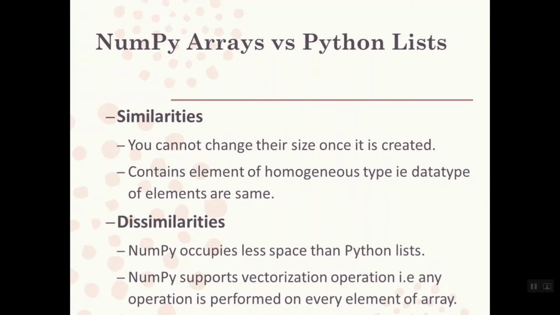Now we'll be seeing what are the similarities and dissimilarities between NumPy array and Python list, because in the earlier slides we have just seen that we are creating the list and then passing it as an argument in NumPy array. So we'll see why we are doing so. Now the similarity is you cannot change the size once it is created. So both NumPy array and Python list cannot change the size once they are created. And the second similarity is that they contain elements of homogeneous type. So if the data type is integer, all the elements will be integer. If you try to give some float or string value, it will give you error.